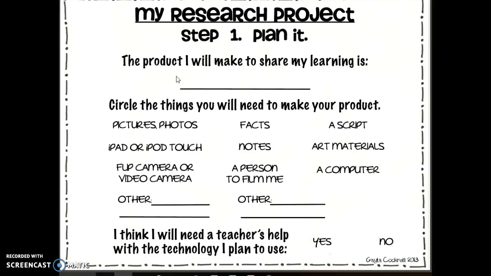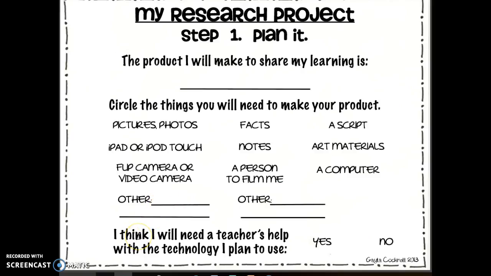Then you go to the next section that says, circle the things that you'll need to make your product. Well, I'd need a picture or a photo of Georgia. I definitely need to use the iPad because it is an iPad app. I wouldn't need to use the flip camera or video camera, but I would need facts about golden doodles. I would need notes about the things that I learned about. And I think I would need a script so I can know exactly what to say in that short amount of time for my Chatterpix. I don't think I'd need art materials or a computer. I don't think I need a person to film me. But if I needed anything else, I could write it down here where it says other.